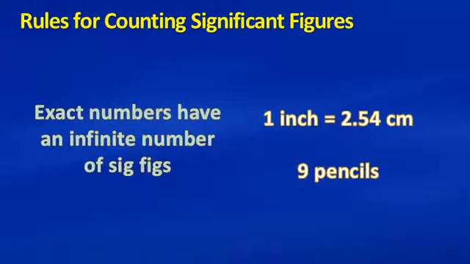Also, the other one that I should mention right here, if you get a conversion off the periodic table, for instance, 22.99 grams of sodium equals 1 mole of sodium. That is also considered to be an exact number. A conversion does not count for sig figs.